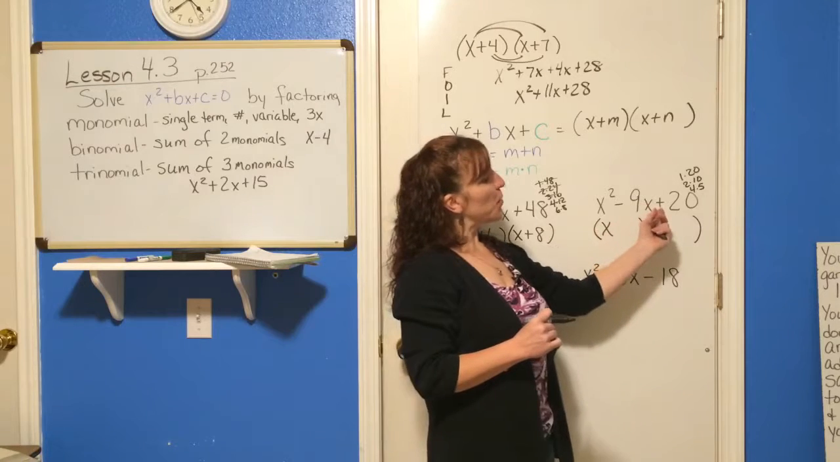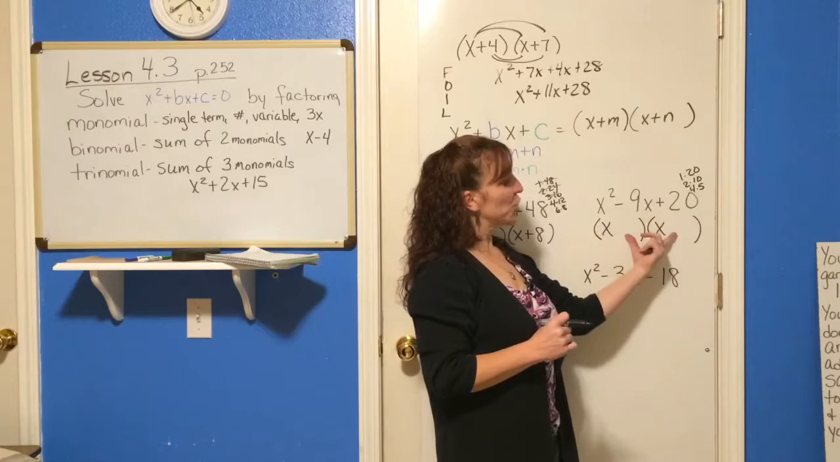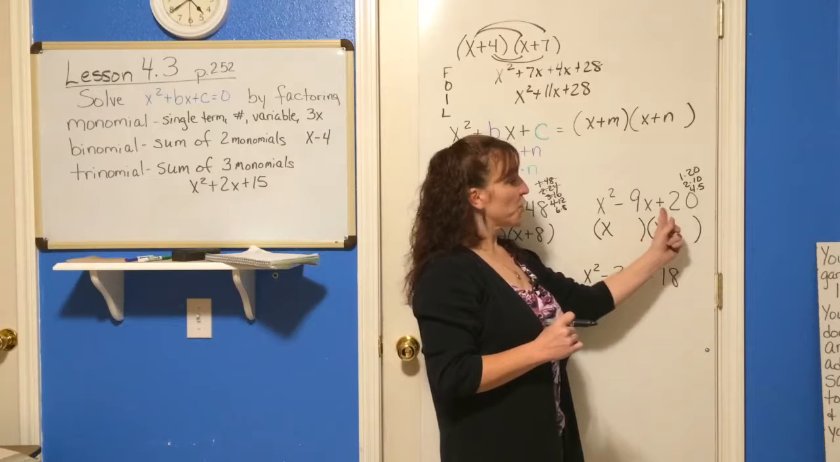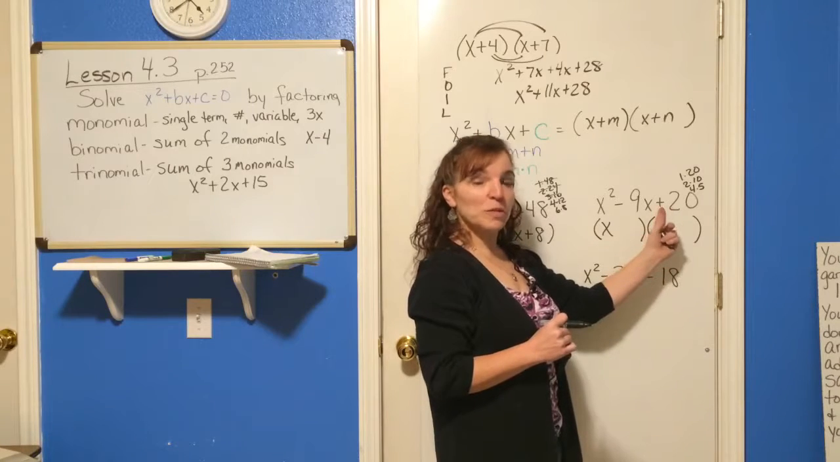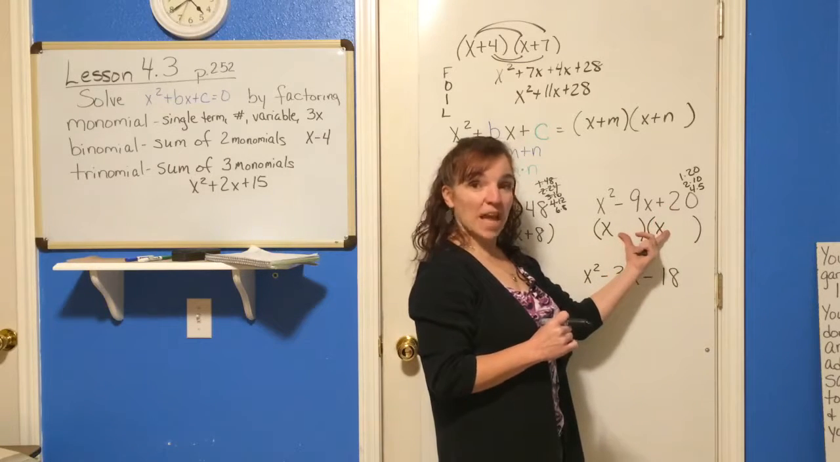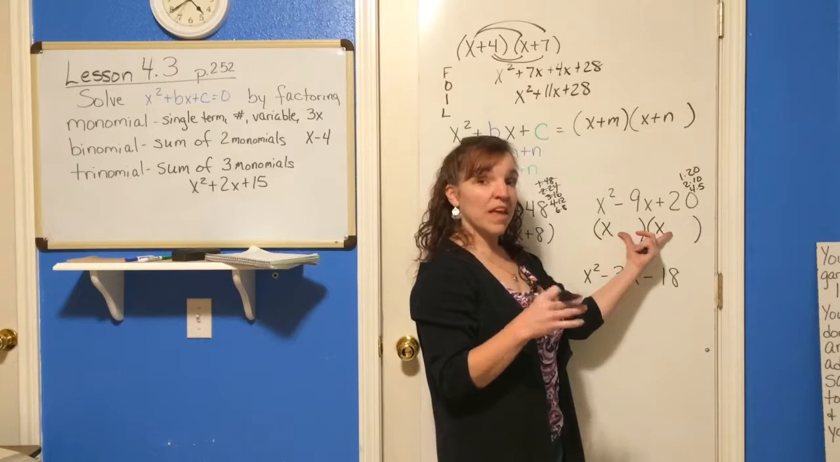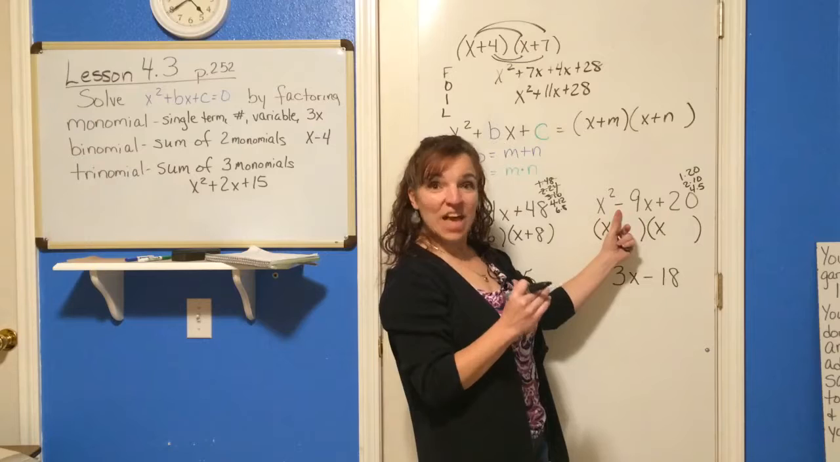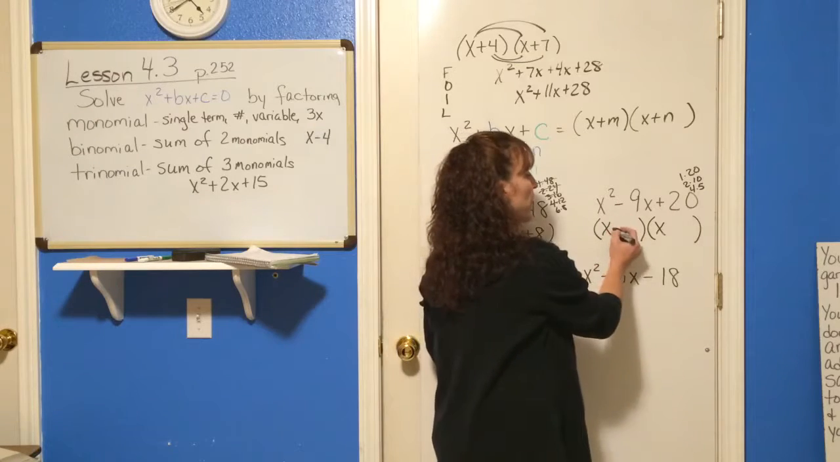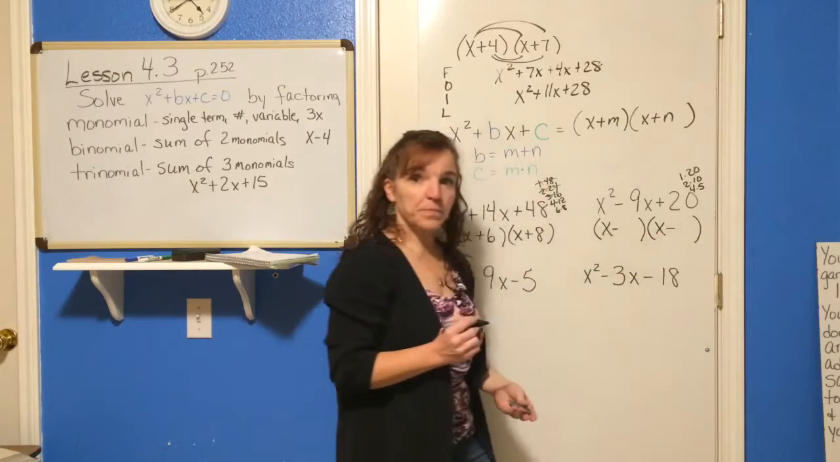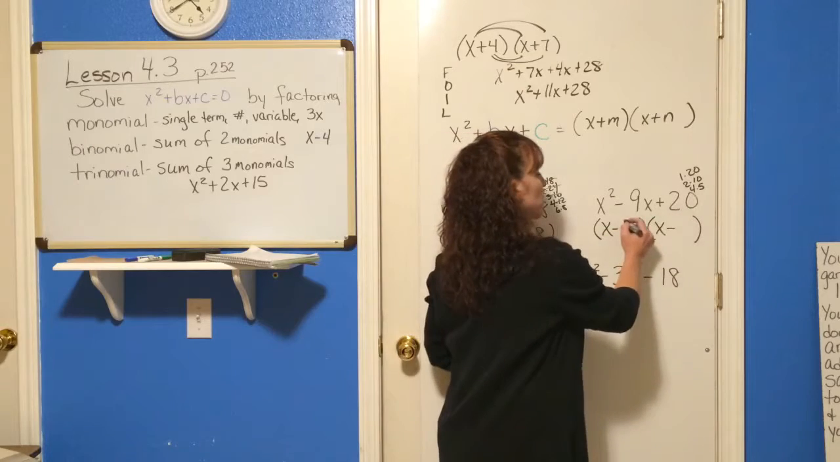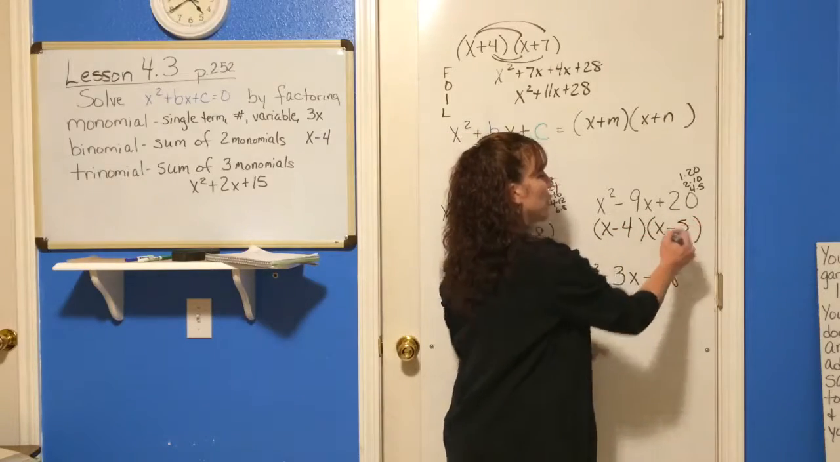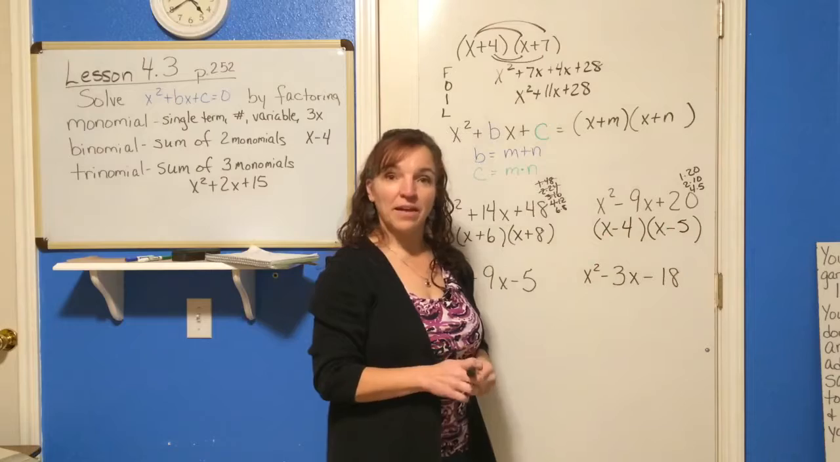So if the third term is positive, then your signs are going to be the same. If your signs are the same, they can either be both positive or both negative. In this case, we need them to add together to be negative, so both of them are going to be negative. And so negative 4 and negative 5 do indeed equal negative 9.